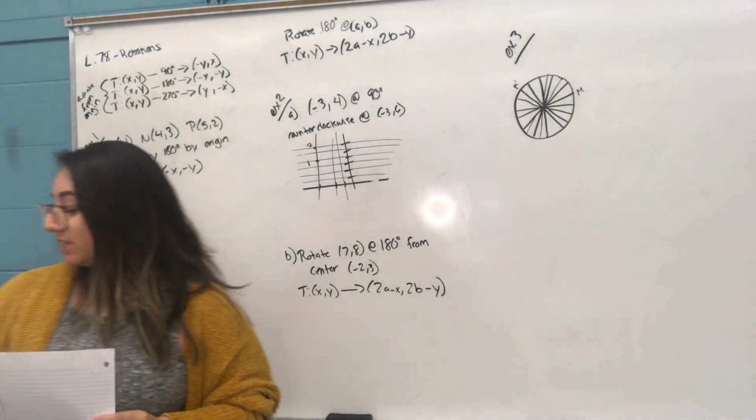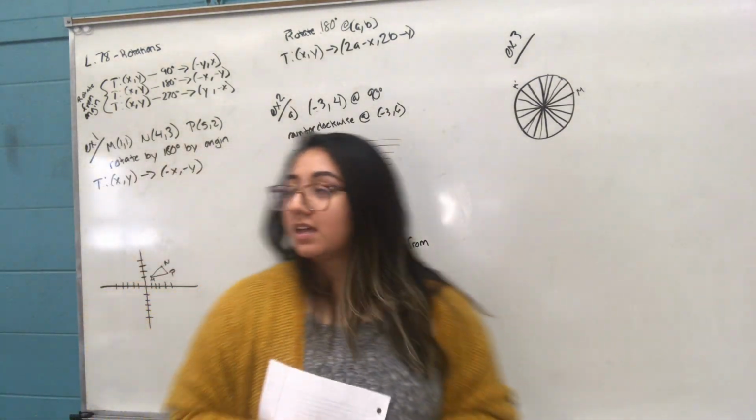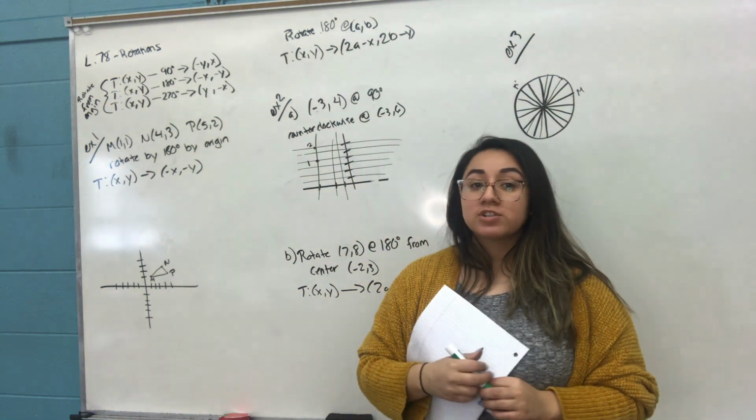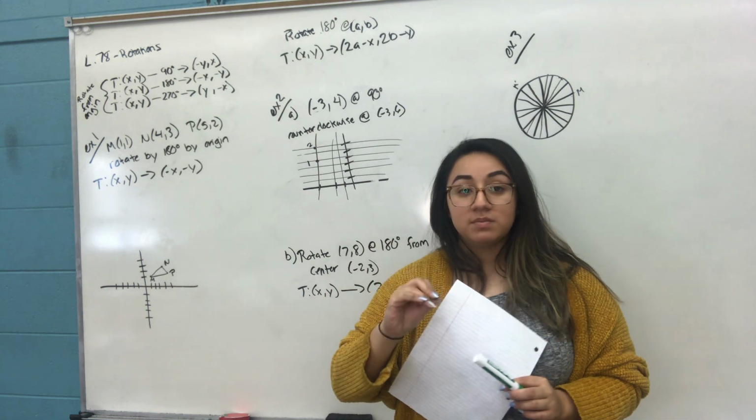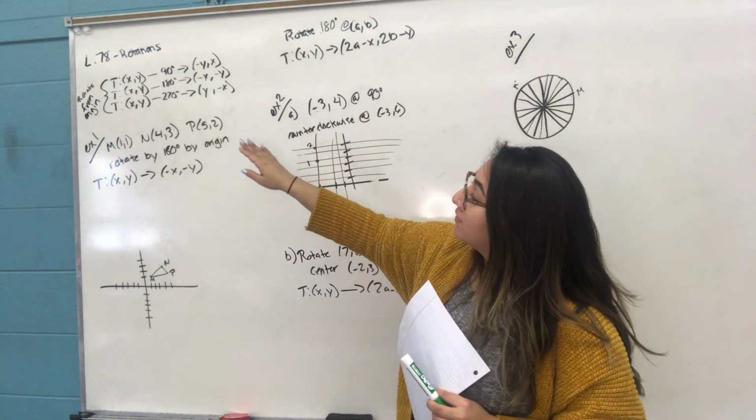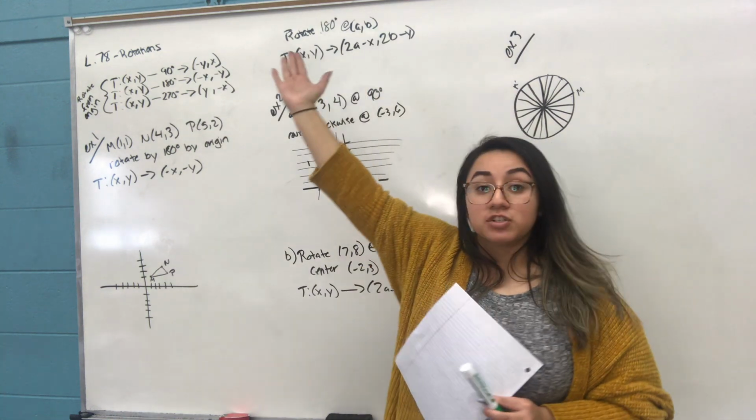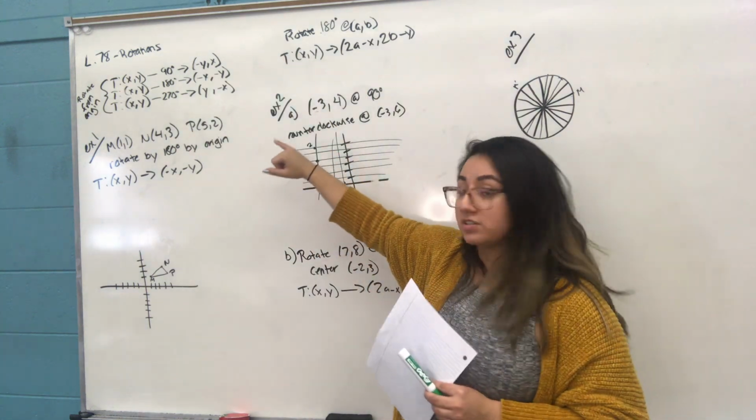Welcome to geometry. So this is Tuesday's lesson. Open your books to 78. So this is in continuation of rotation. You always rotate it from a certain point. Here we have rotating from the origin, and we have rotating from a certain point. And all of these have their certain formulas.